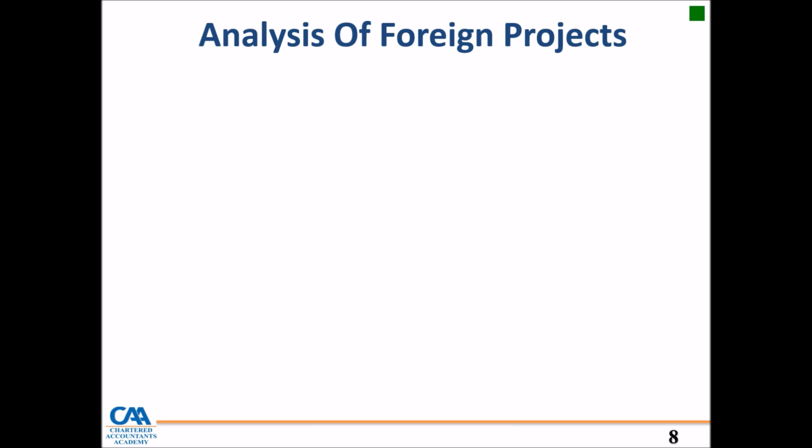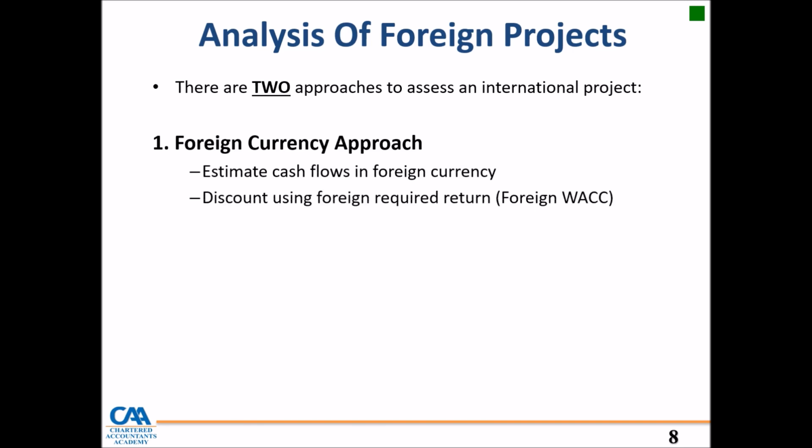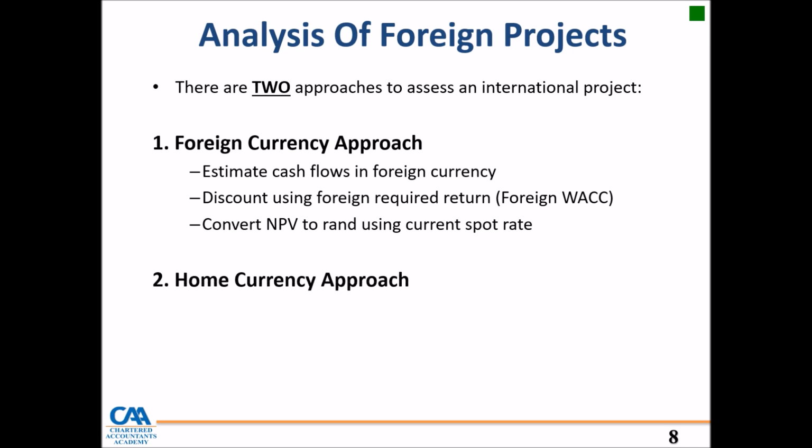Now let's move on to the analysis of foreign projects. So there are two approaches to assess an international project. Number one, there's what is known as the foreign currency approach. So we estimate cash flows in the foreign currency, and then we discount using the foreign required return or the foreign WACC, and then we convert the NPV to rand, that is our local currency, using the current spot rate.